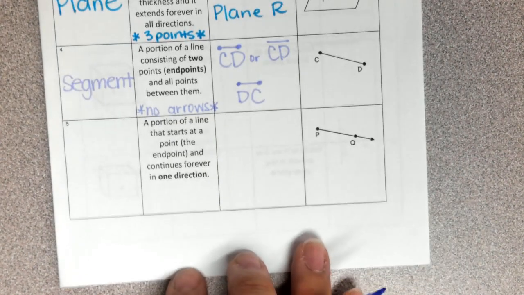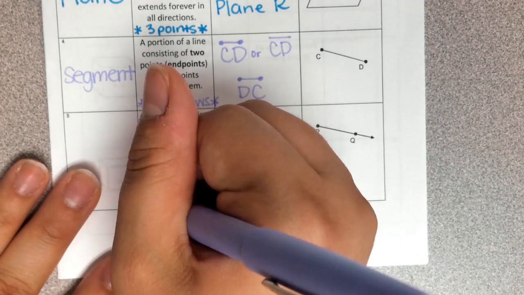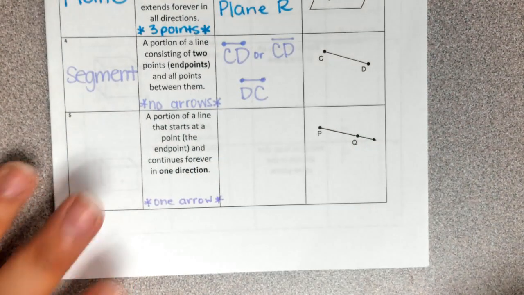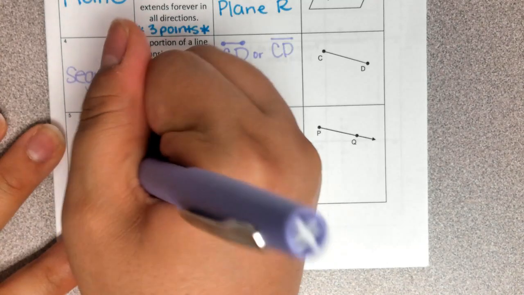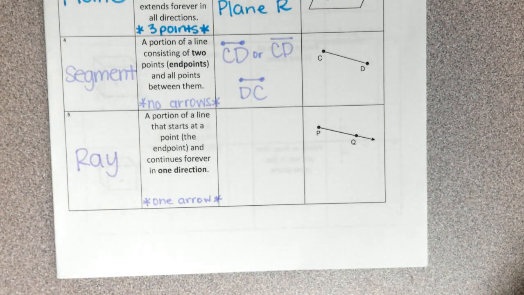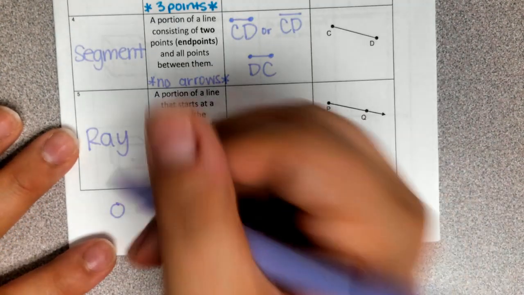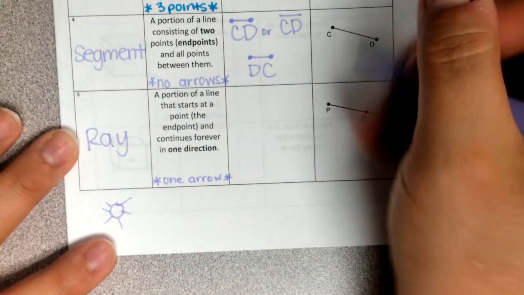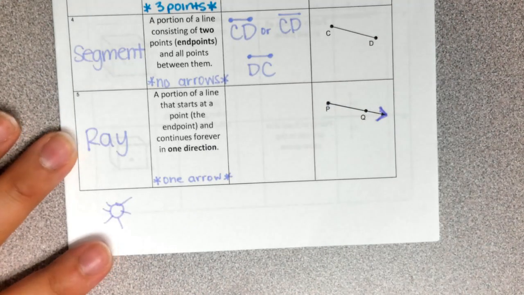Does anybody know what this bottom picture is? How many arrows does it have? This one only has one arrow. Does anybody know what it's called? A ray. Does anybody know why it's called a ray? Looks like a ray of sunshine. Do y'all agree if you draw a sun, you usually do a circle with lines going out? That's what this is. It starts at a point and goes out. It only has one arrow that goes on forever.